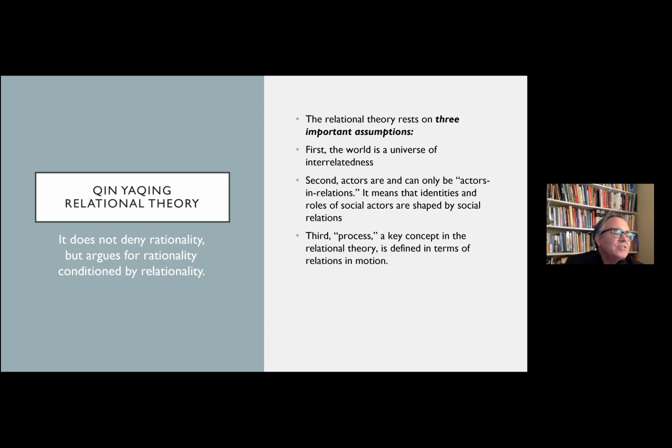An actor in relations is thus, by definition, an actor in process, which may produce and reproduce identities and define and redefine roles. So international society is a process rather than an entity, and it's becoming rather than being. So this theory really is looking at how the process changes the nature of the relationships.